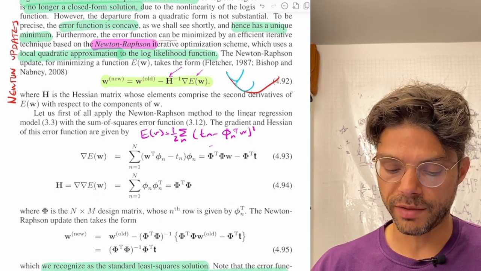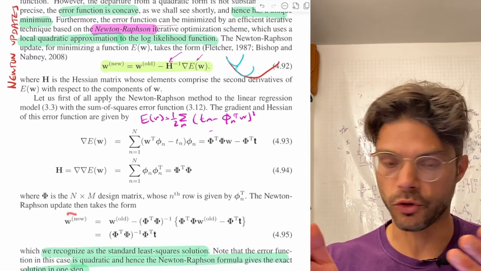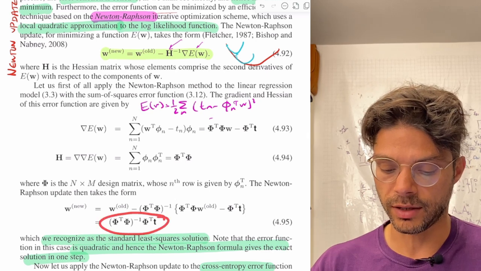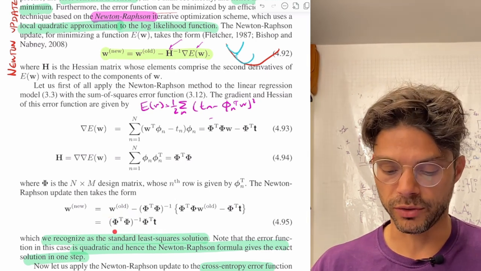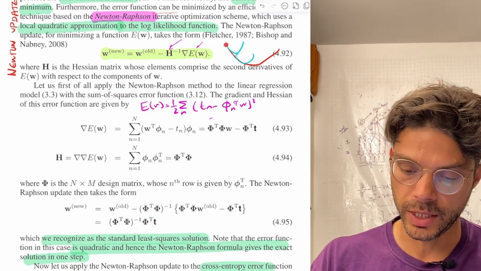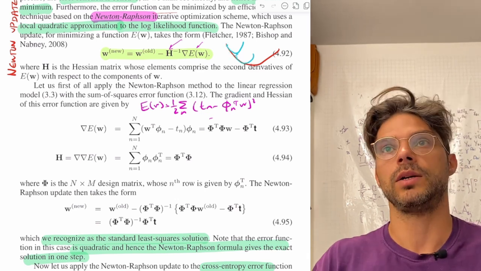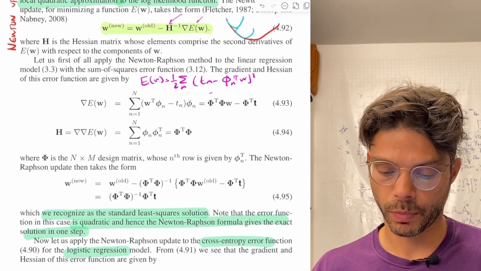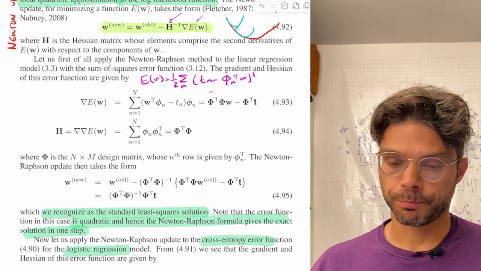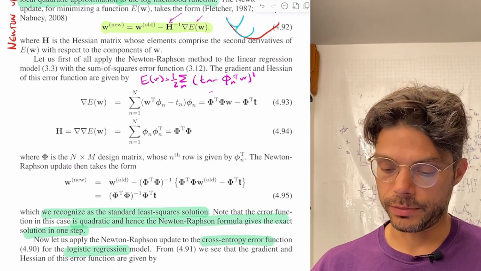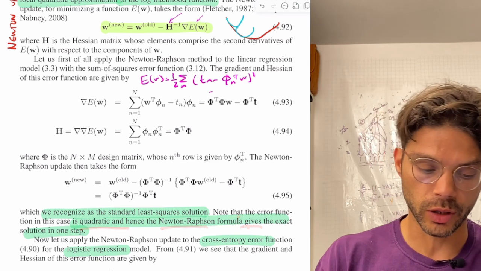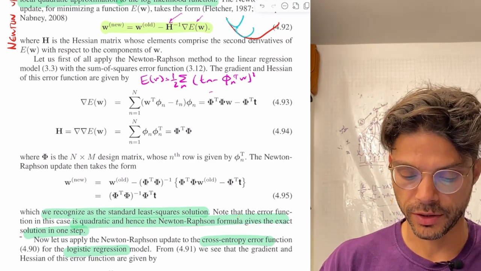And now the Newton-Raphson update takes the form, we just plug in those values above, and notice that things cancel out in such a nice way that we just get a single update. So there's no w's here, there's no w's here. You just get the solution. You can jump immediately to the bottom of this parabola, which defines your error function. So we recognize it as a standard least squares solution. Okay, so that's another way of looking at least squares. Note that the error function in this case is quadratic, and hence the Newton-Raphson formula gives the exact solution in one step. So that's kind of the ideal setting.